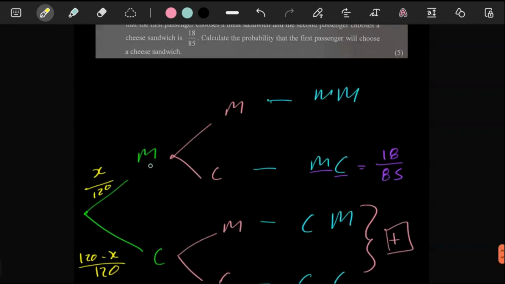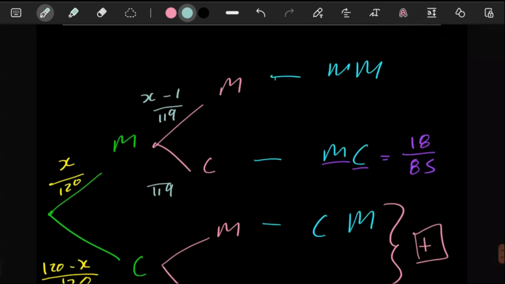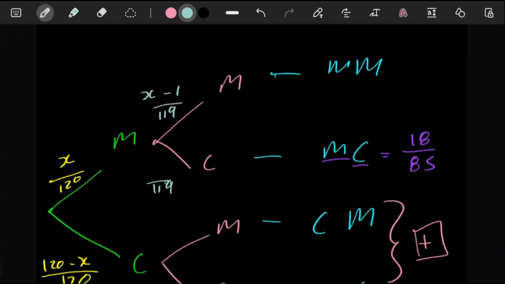Now what happens is, say the first person chose meat. It means that when the second person is going to choose a sandwich, there are only 119 sandwiches left, you see. So if they chose meat the first time, you only have x minus 1 meat sandwiches left. All the cheese sandwiches are still there, right? So you still have your 120 minus x cheese sandwiches to choose from.